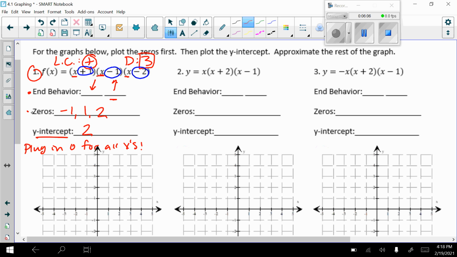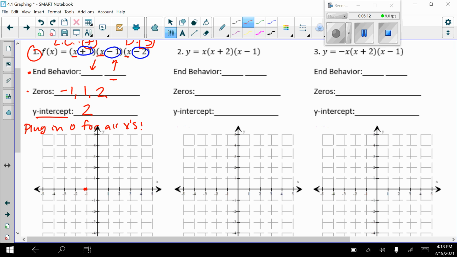I'm going to plot the zeros on my graph. So those are the x-intercepts, right? Those are the solutions. So I'm at negative 1, I'm at 1, and I'm at 2. So that's where the graph crosses the x-axis. And I can graph the y-intercept that's up here at 2 on the y-axis.